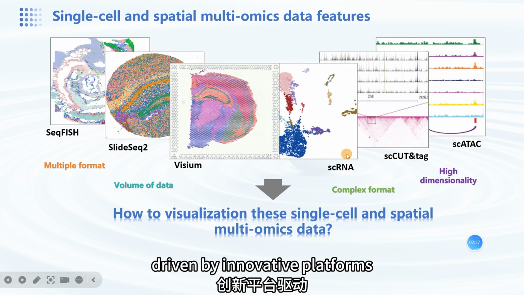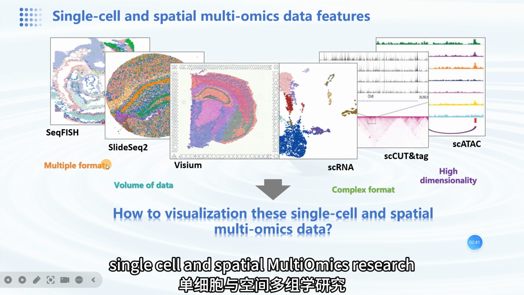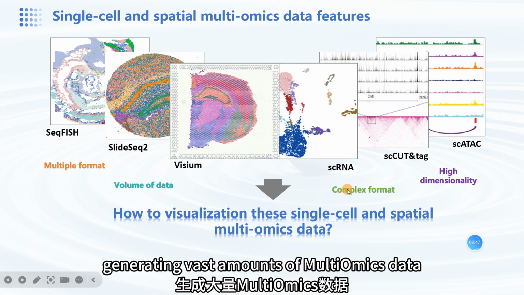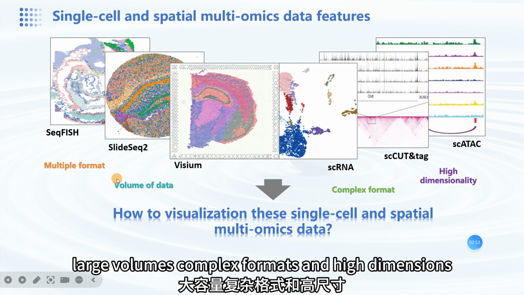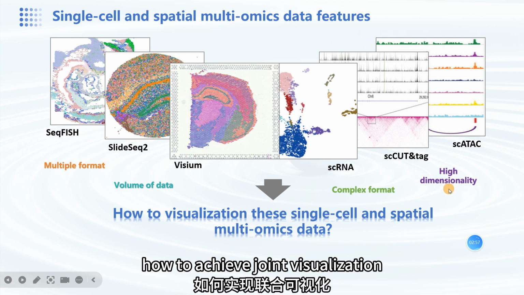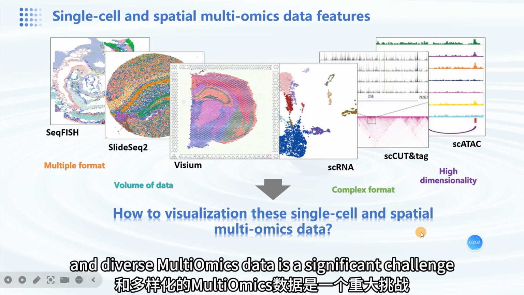Driven by innovative platforms, diverse tools, and novel methods, single-cell and spatial multi-omics research has experienced unprecedented growth in recent years, generating vast amounts of multi-omics data. These data are characterized by diverse data types, large volumes, complex formats, and high dimensions. How to achieve joint visualization and collaborative mining of these massive, high-dimensional, and diverse multi-omics data is a significant challenge.